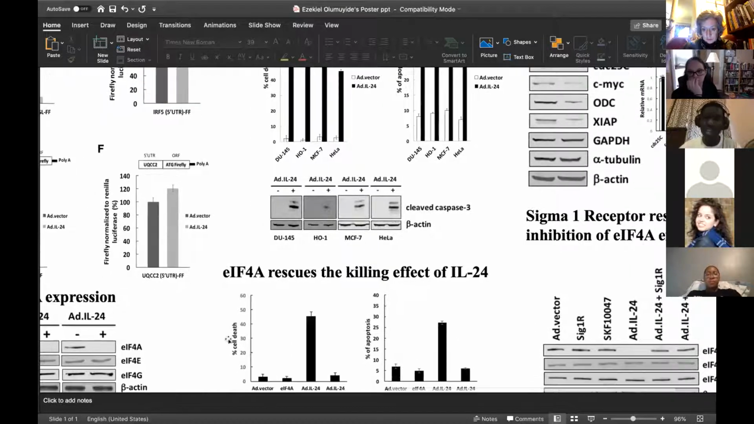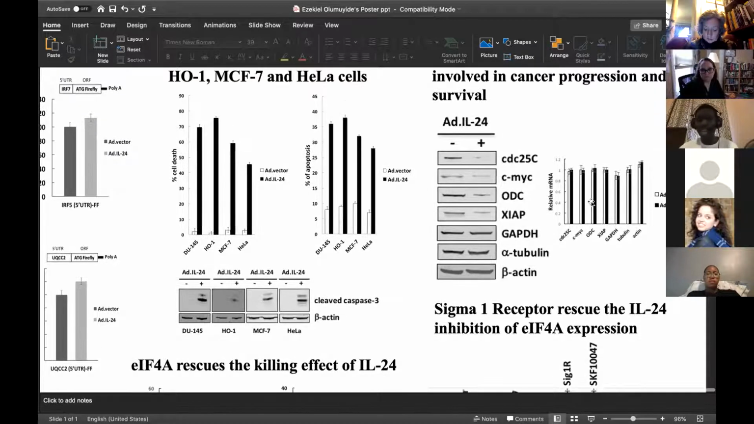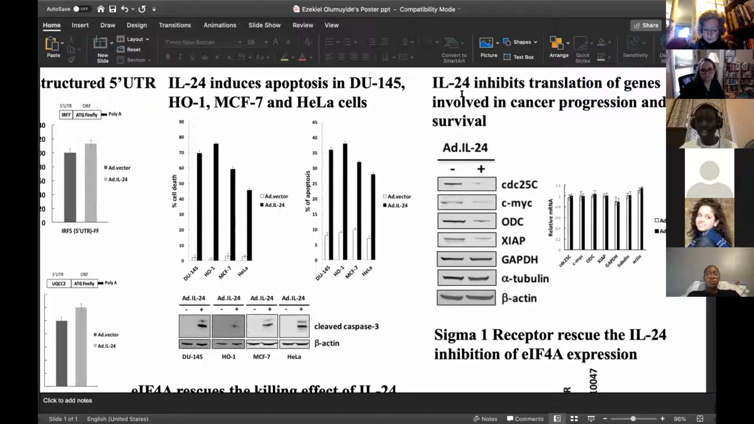is mediated through EI4A downregulation. Then, since we saw that it decreased the protein level, we decided to look at the mRNA level of all these oncoproteins, and we saw that there's no difference in the mRNA level of all these oncoproteins. Then we concluded that interleukin 24 inhibits all oncoproteins through the translational level and not the transcriptional level.